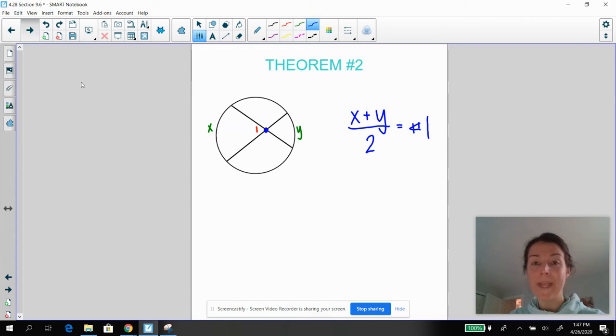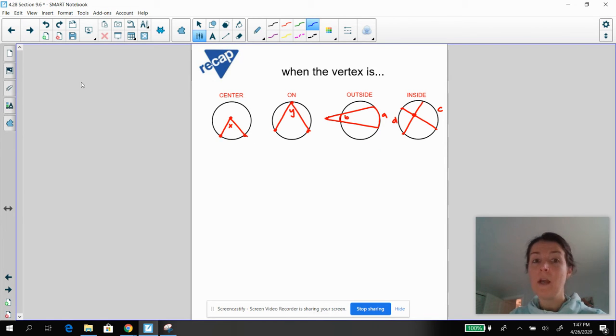Let's do a quick recap just to remind ourselves. So we have 4 different situations here. We have when our vertex is on the center, and I know that the central angle and intercepted arc are going to be the same. Next, we have when our vertex is on the circle, and that's an inscribed angle. And so I know that that inscribed angle is going to be half the measurement of that intercepted arc. So the arc will be twice the measure.